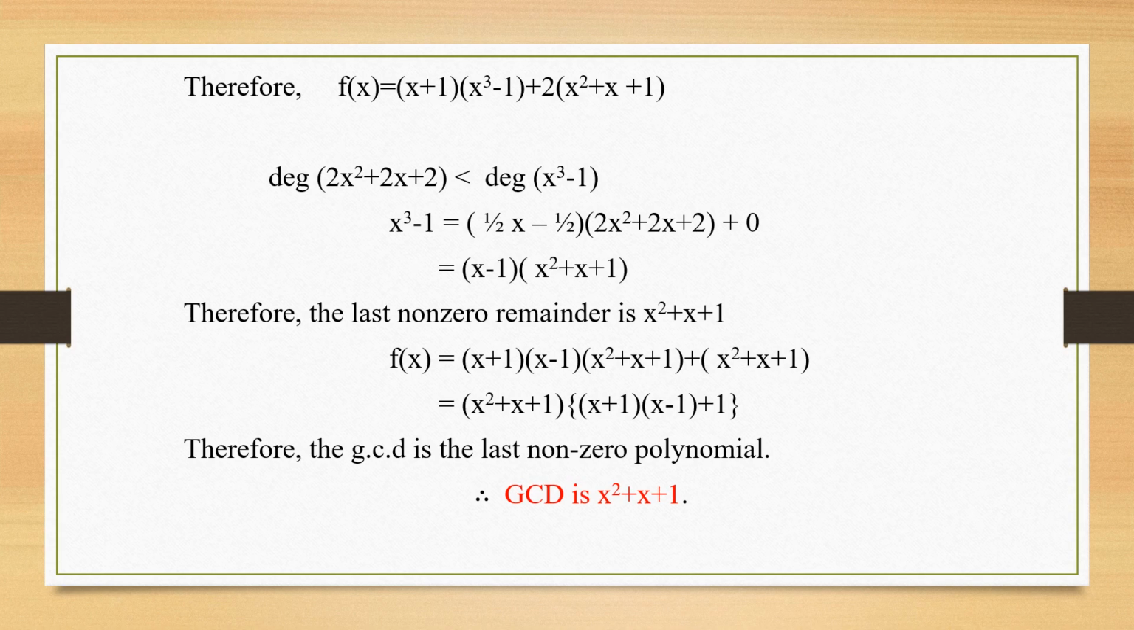So if I multiply, how did I get this? 2 common and 1 by 2 out. So everything will get cancelled. I'm getting x minus 1 of x square plus x plus 1. Therefore, the last non-zero remainder is x square plus x plus 1.